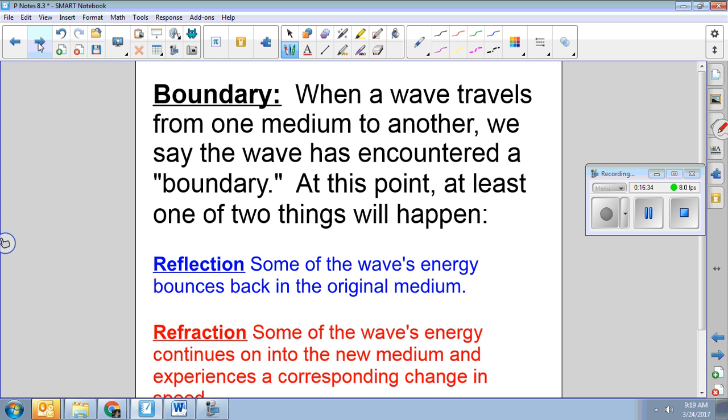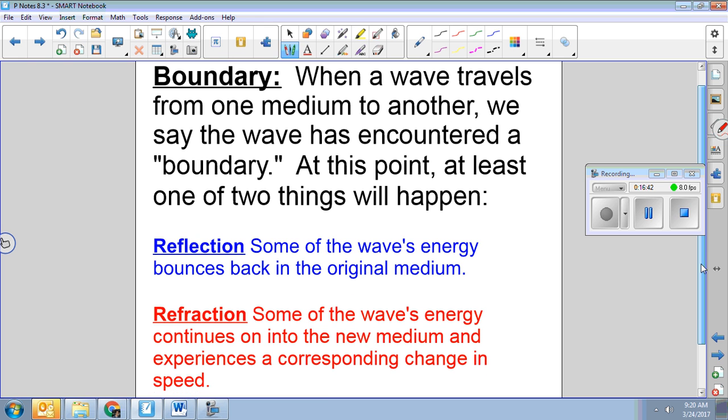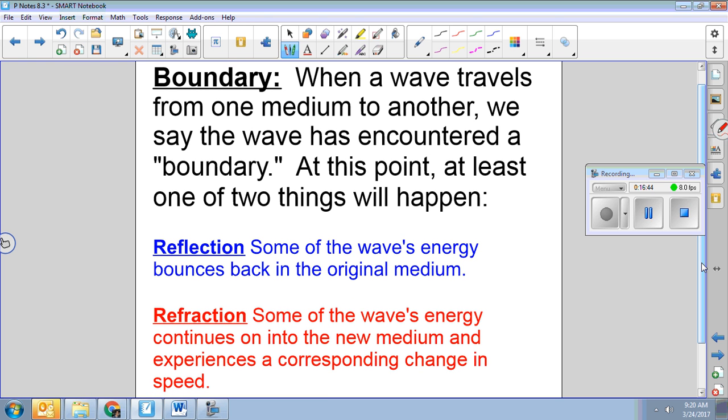Let's see, what's next? Boundaries. Okay, so we talked about this before. This is not going to come up a ton. This is just one of those things. I feel like the word boundary comes up a lot. I don't know that you'll ever specifically have a question about it, but just when I talk about it, you need to know what it means.